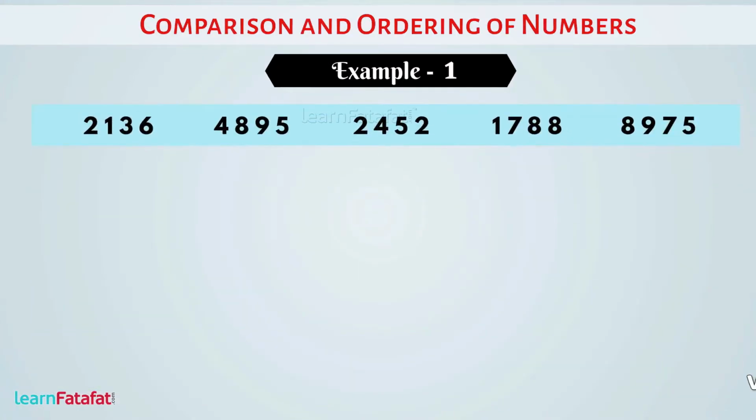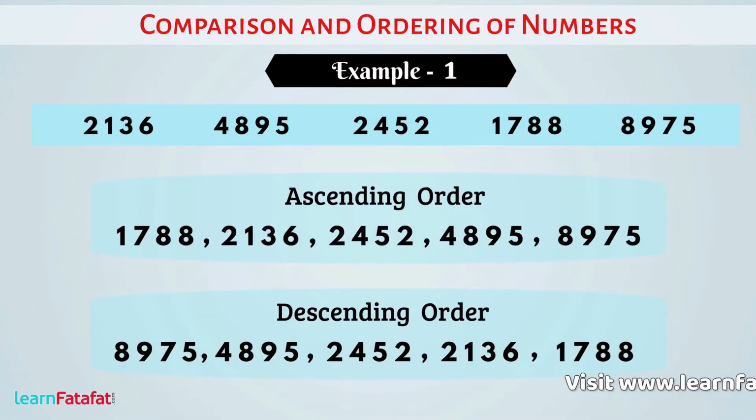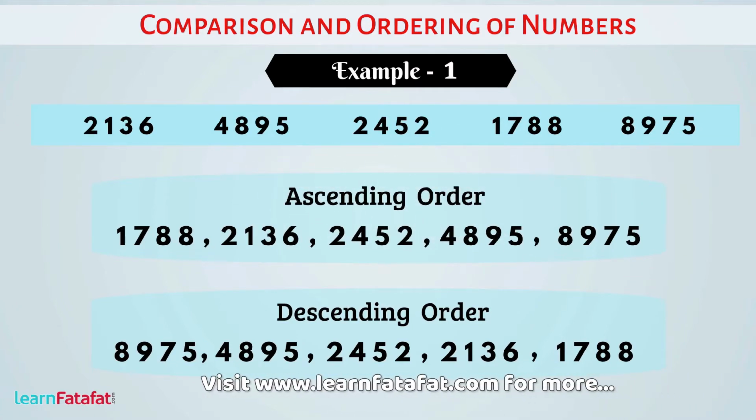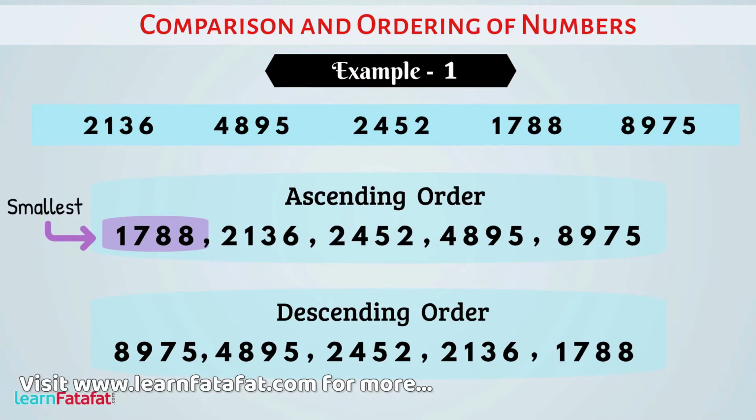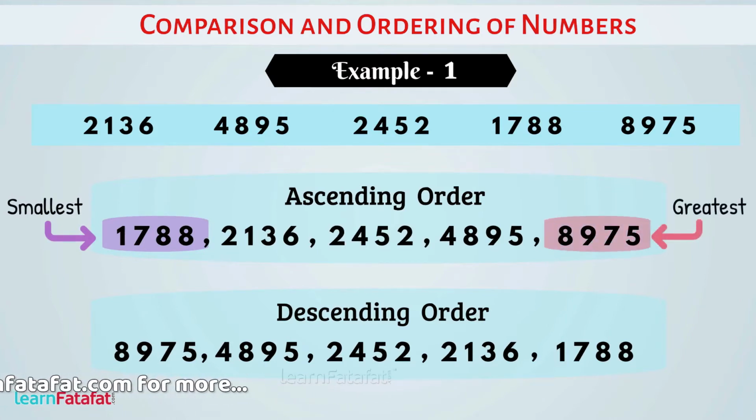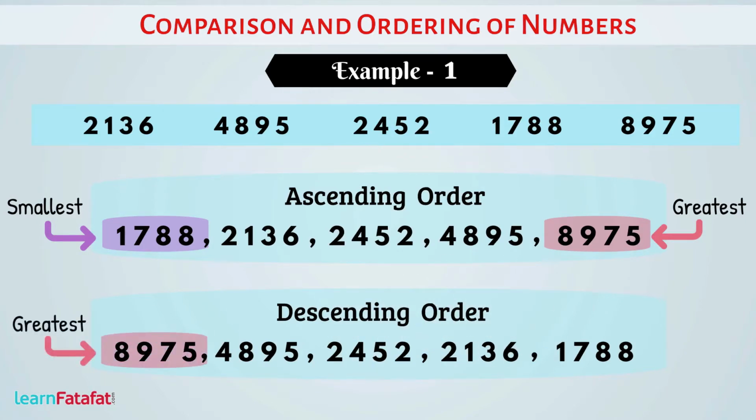Example: arrange the numbers in ascending and descending orders. Ascending order is from 1788 to 8975. Descending order is from 8975 to 1788.